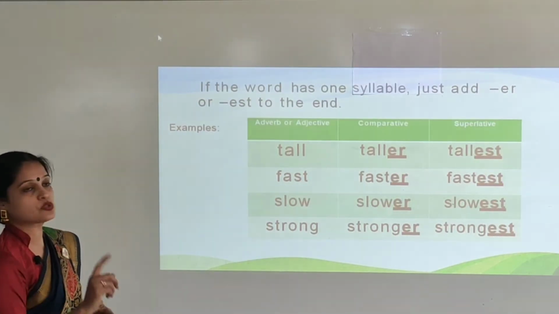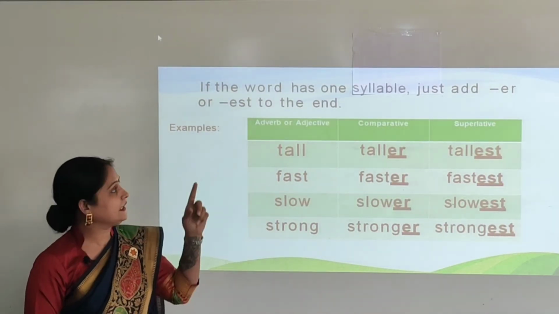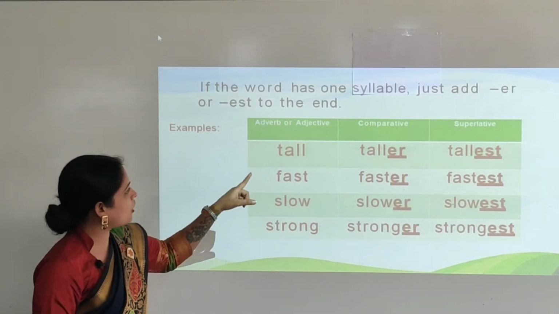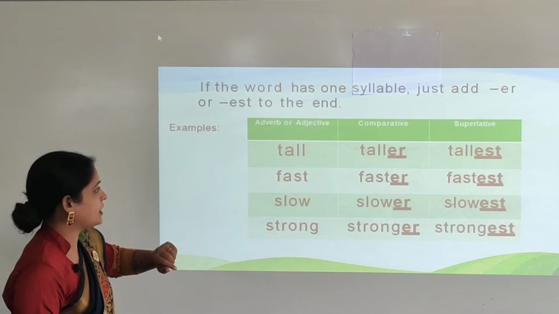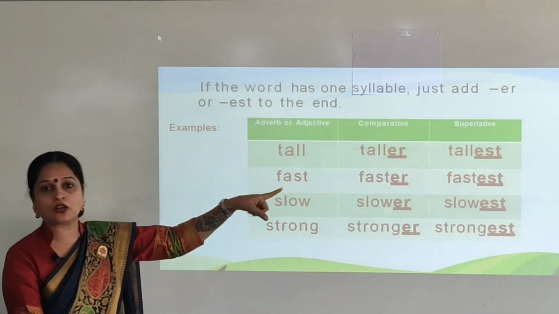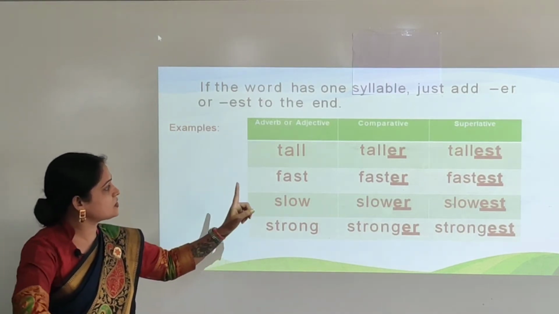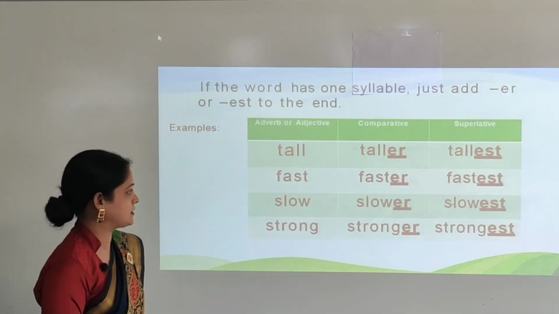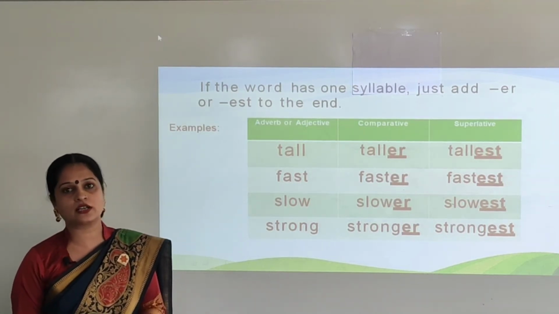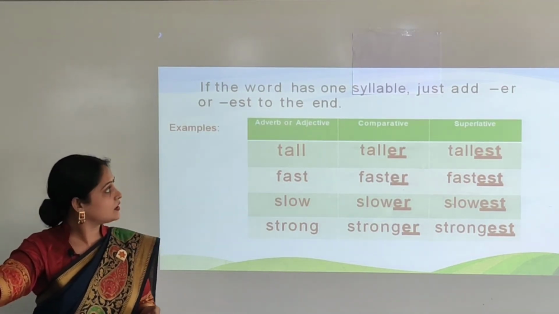Now if the word has 1 syllable, we add er or est at the end. For example, tall, taller, tallest. Right? So where we see 1 syllable, we have to add er or est. Next is fast, faster, fastest. Slow, slower, slowest. Strong, stronger and strongest.